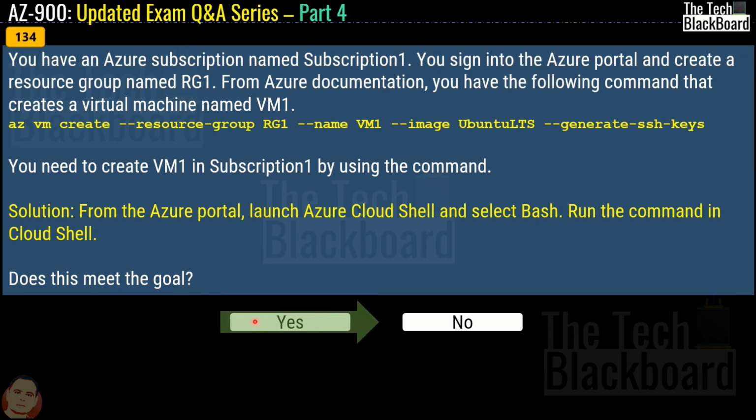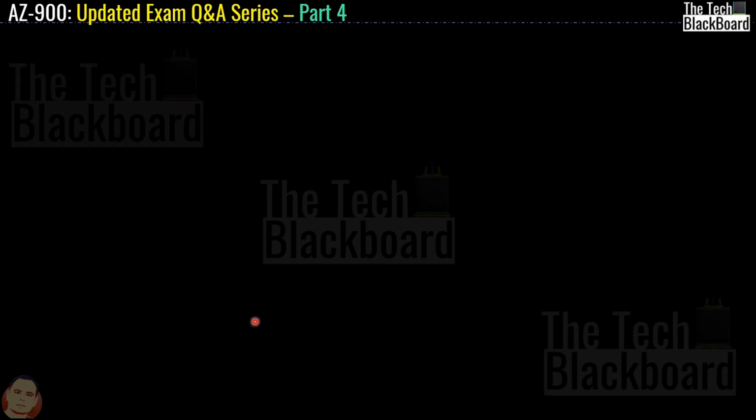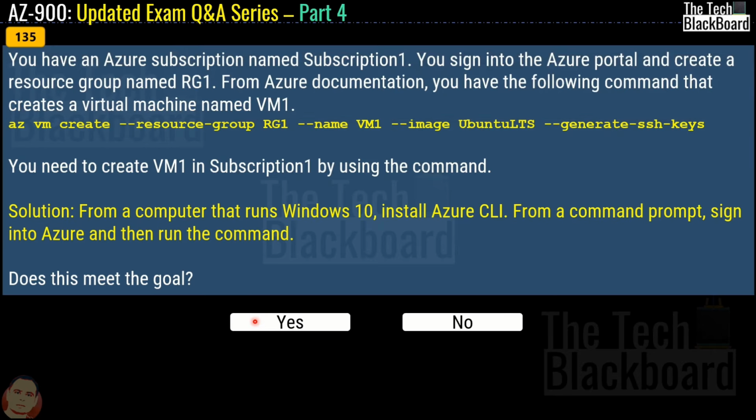Now let me show you one more variation of the same question. And that's presented in question number 135. The question is exactly the same. However, this time the solution given is that from a computer that runs on Windows 10, install Azure CLI, and then from the command prompt, sign into Azure and run the command. Does this meet the goal?